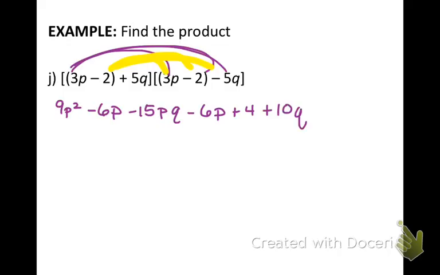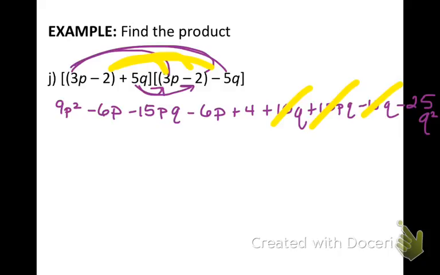Now I just have to take the 5q to everything. So 5q and a 3p, 15pq. You can go underneath. 5q and negative 2, negative 10q. And then 5q times negative 5q would be negative 25q squared. I ran out of room too. So what cancels? The 10q's go away. The 15pq's go away.